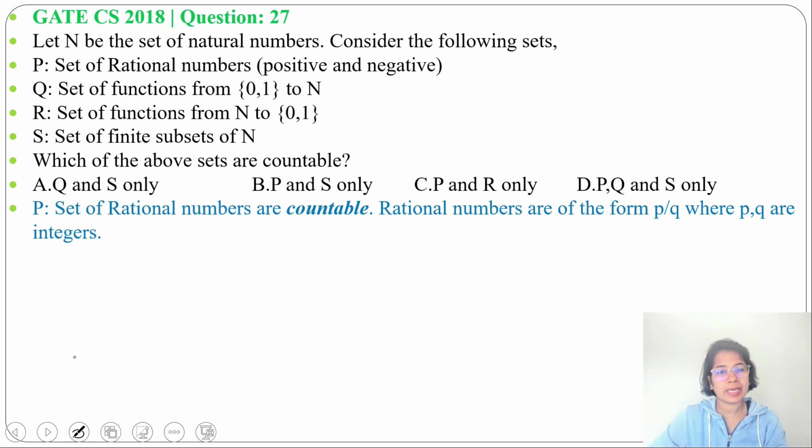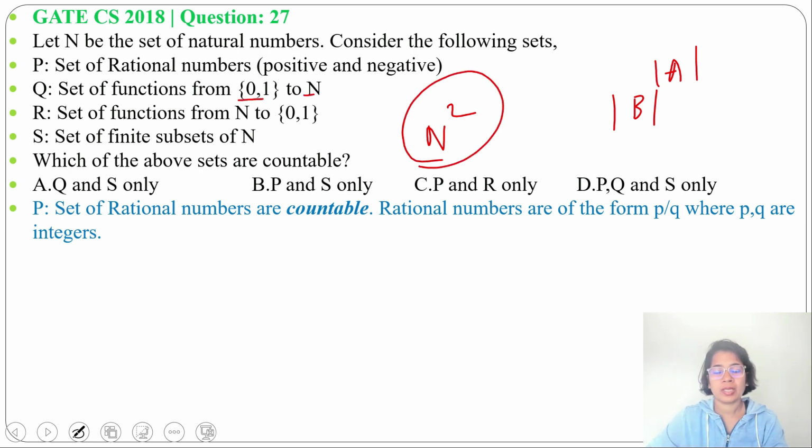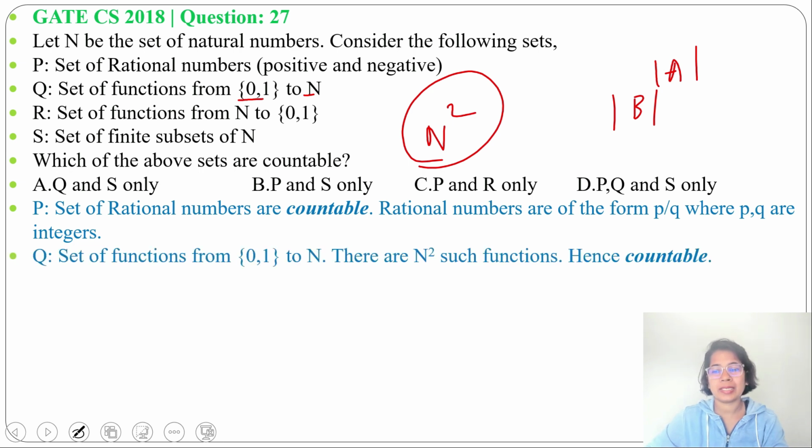Next, Q, set of functions from {0, 1} to n. So how many such functions are possible? It's n power 2. Set of functions equals the number of elements in set B power the number of elements in set A. Here {0, 1} to n, so it's n square. As it's n square, hence it is countable. Polynomial is countable. When it's exponential, it's uncountable.